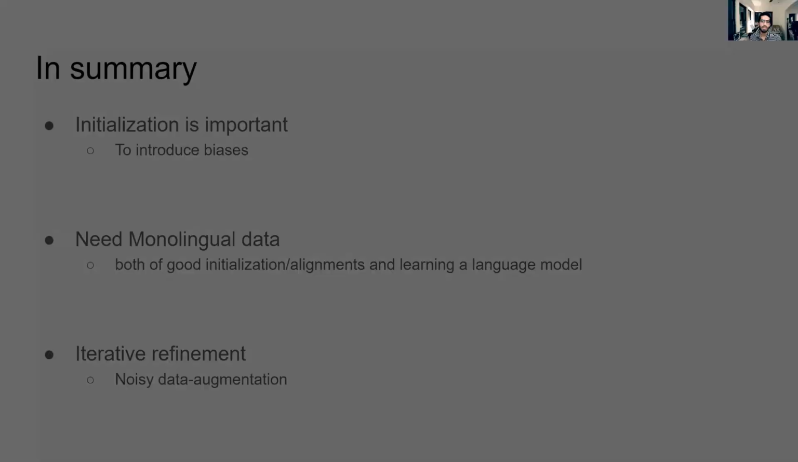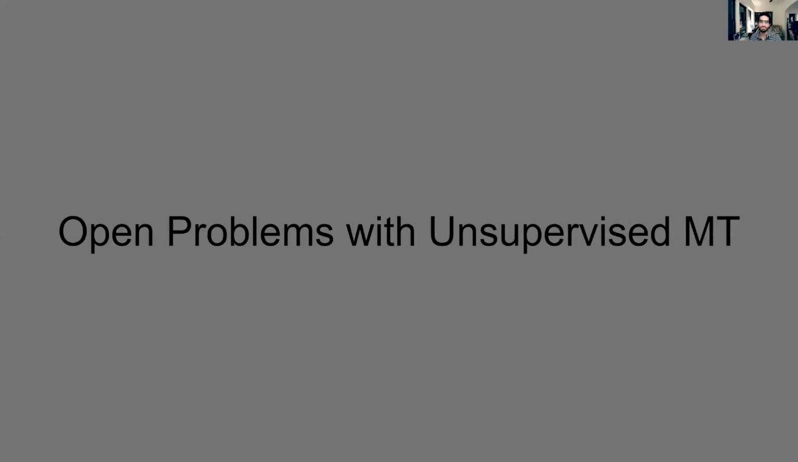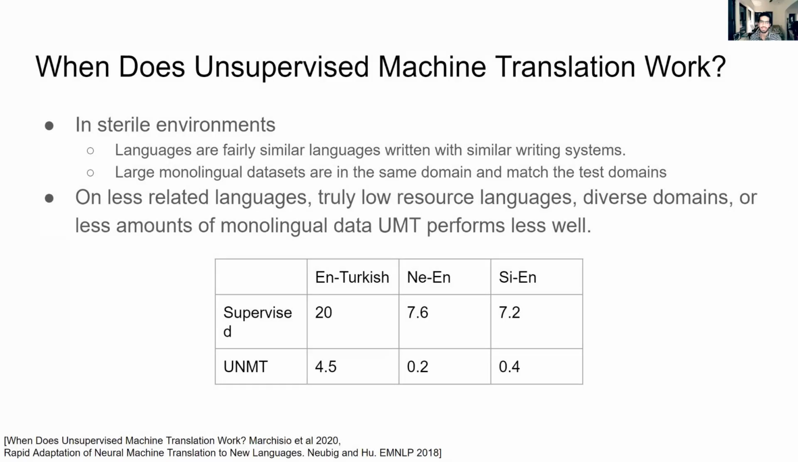Okay. So now that we have studied the basics of what unsupervised MT is about, let's look at where it fails, and what advancements have been made recently to address some of those issues. So when does an unsupervised machine translation model work? It doesn't always work. It only works in what is called a sterile environment.